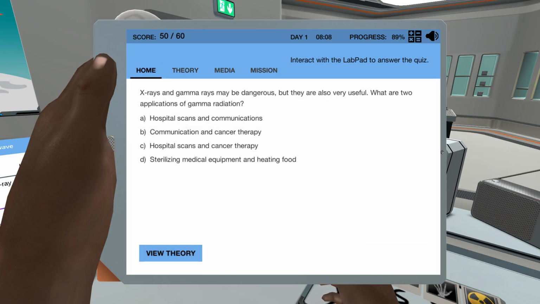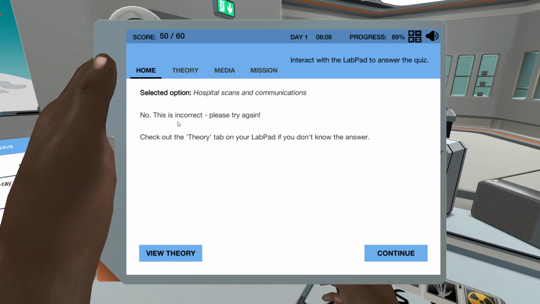X-rays and gamma rays may be dangerous, but they are also very useful. What are two applications of gamma radiation? No. This is incorrect. Please try again.